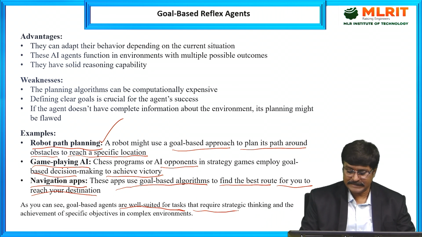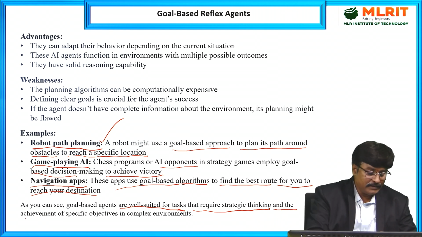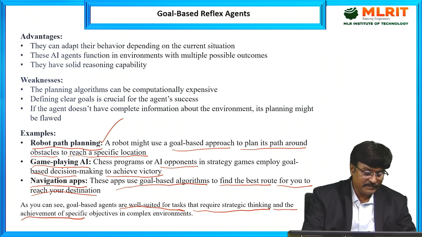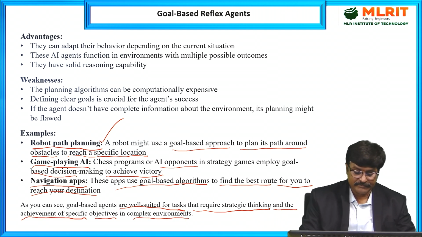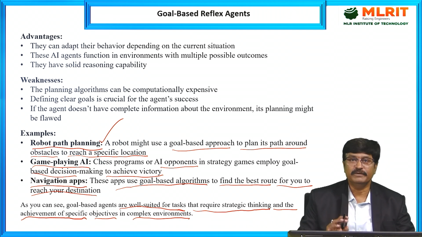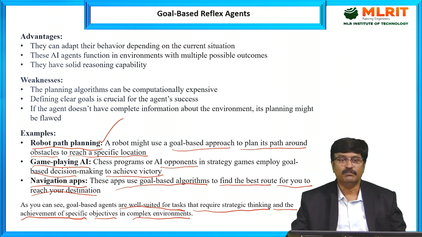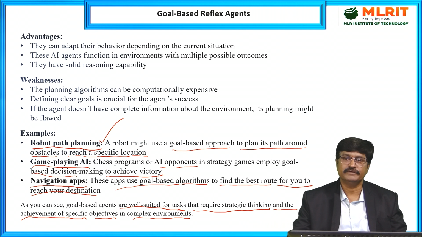That requires strategic thinking. Decision making is important. What kind of strategy? Reasoning is important, internal reasoning. Knowledge is important, and dynamically it has to adapt to the situation. So achievement of specific objectives in complex environments. So these are the goal-based agents. Compared to reflex agents, they are more flexible, even in complex environments. It is working dynamically, adapting to the new situation like this.